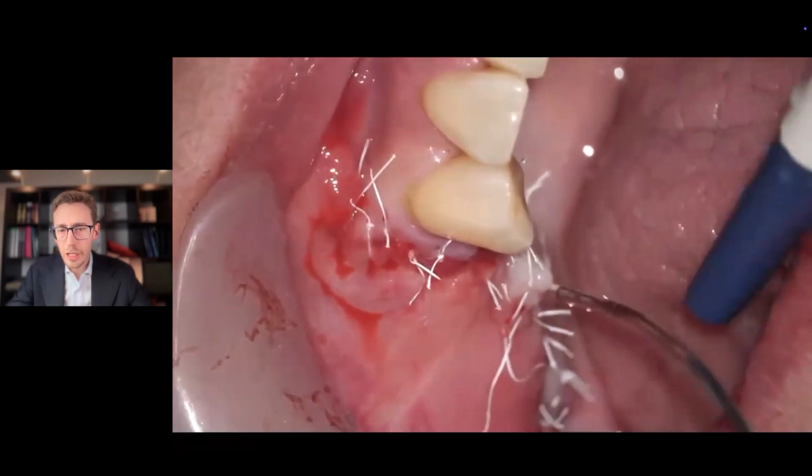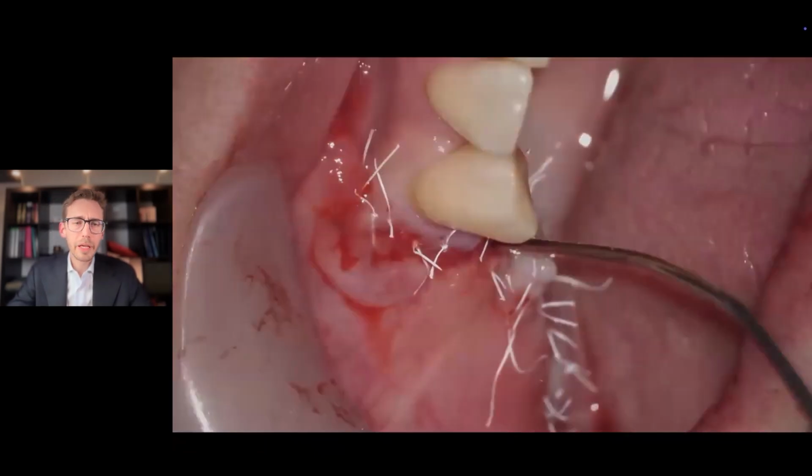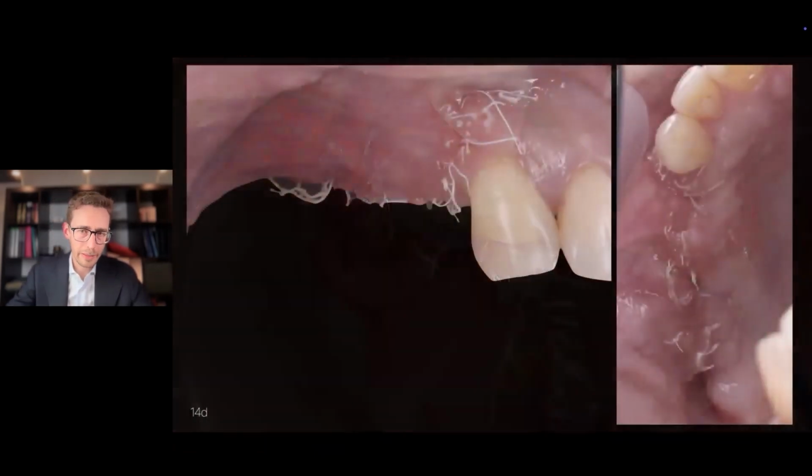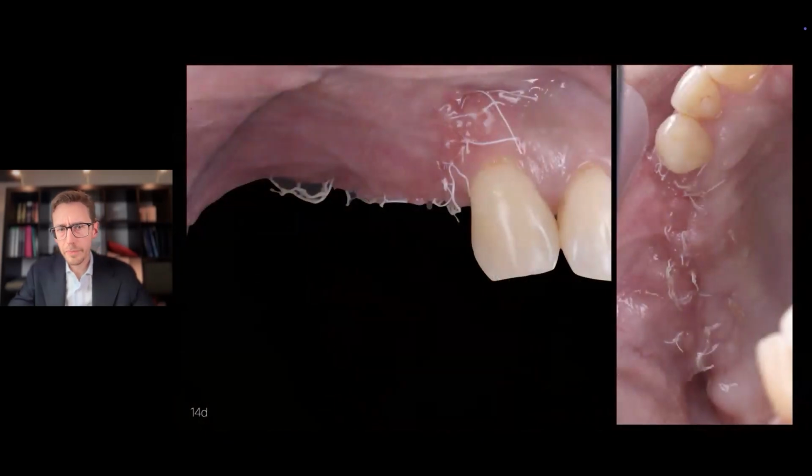You see the first intention watertight closure and the application of Regenfast on top of the suturing line. This is the 2-week sealing.